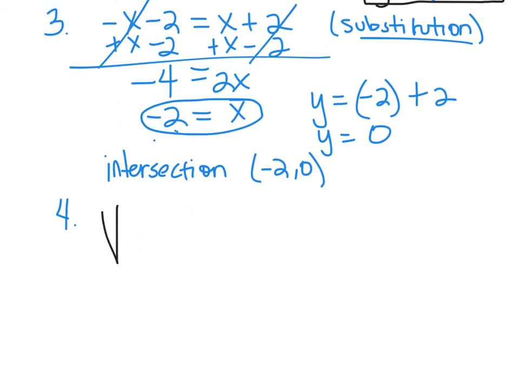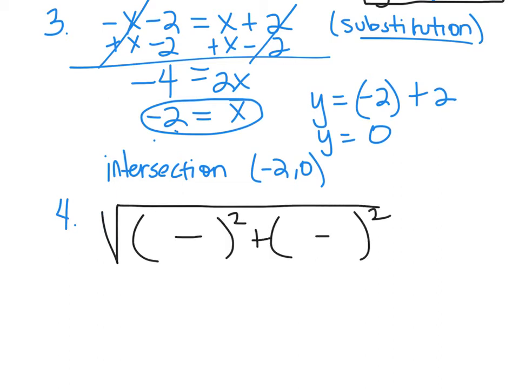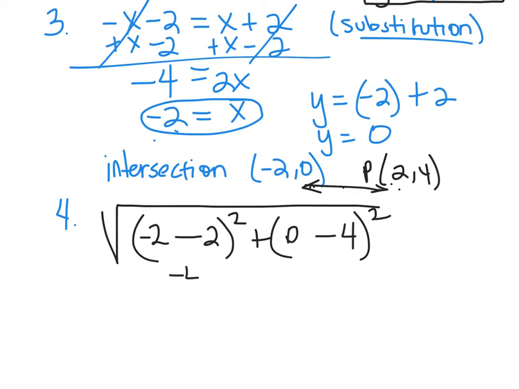All right, so the distance formula. I put my x's in one set of parentheses and my y's in the other set of parentheses. So I have my intersection here, and my P was at (2, 4). My x's are -2 and 2, and my y's are 0 and 4. So this is -4 squared plus -4 squared.